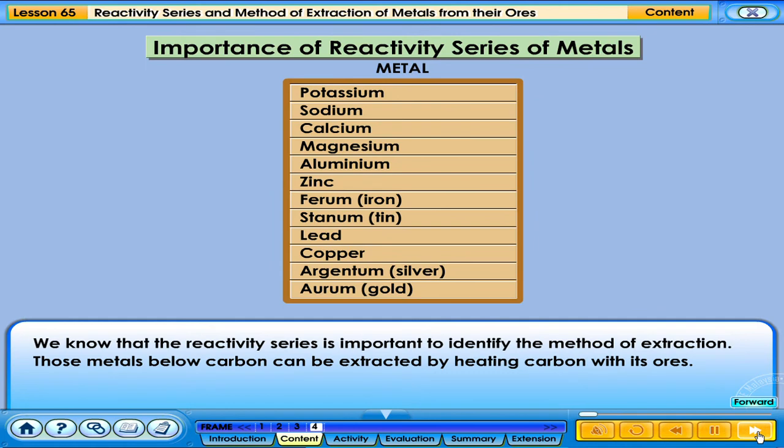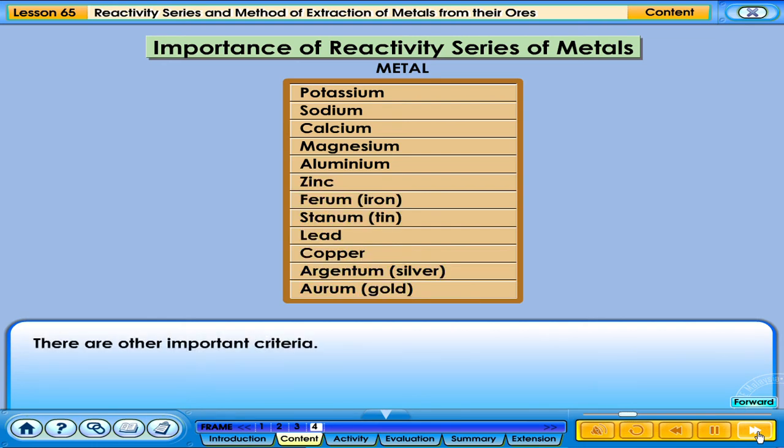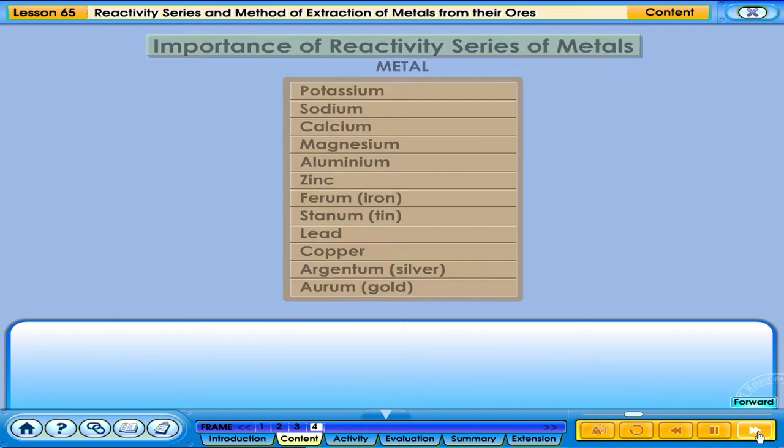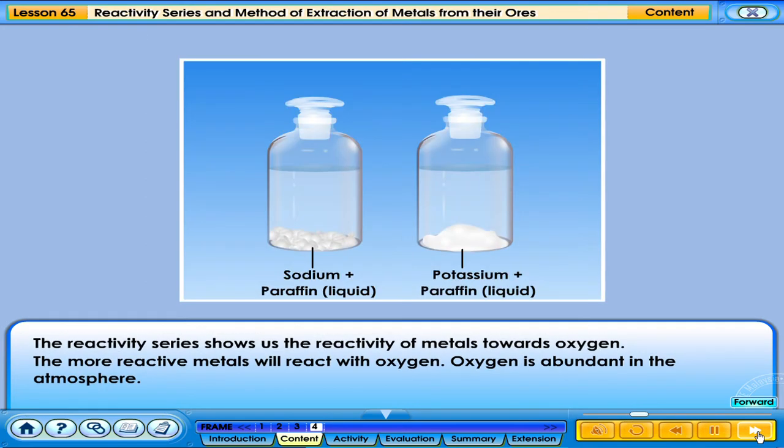We know that the reactivity series is important to identify the method of extraction. Those metals below carbon can be extracted by heating carbon with its ores. There are other important criteria. The reactivity series shows us the reactivity of metals towards oxygen. The more reactive metals will react with oxygen. Oxygen is abundant in the atmosphere.